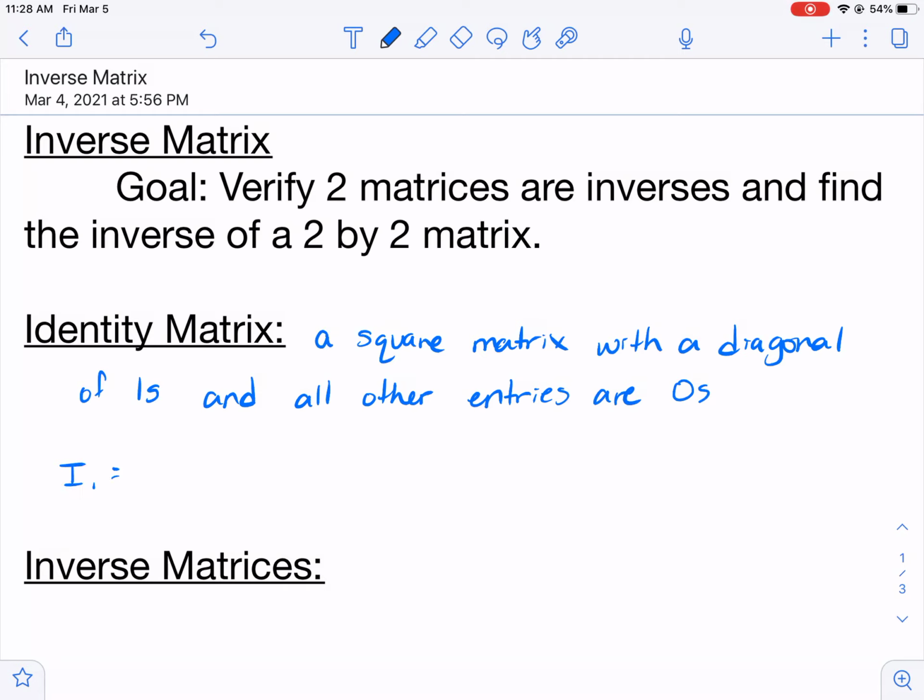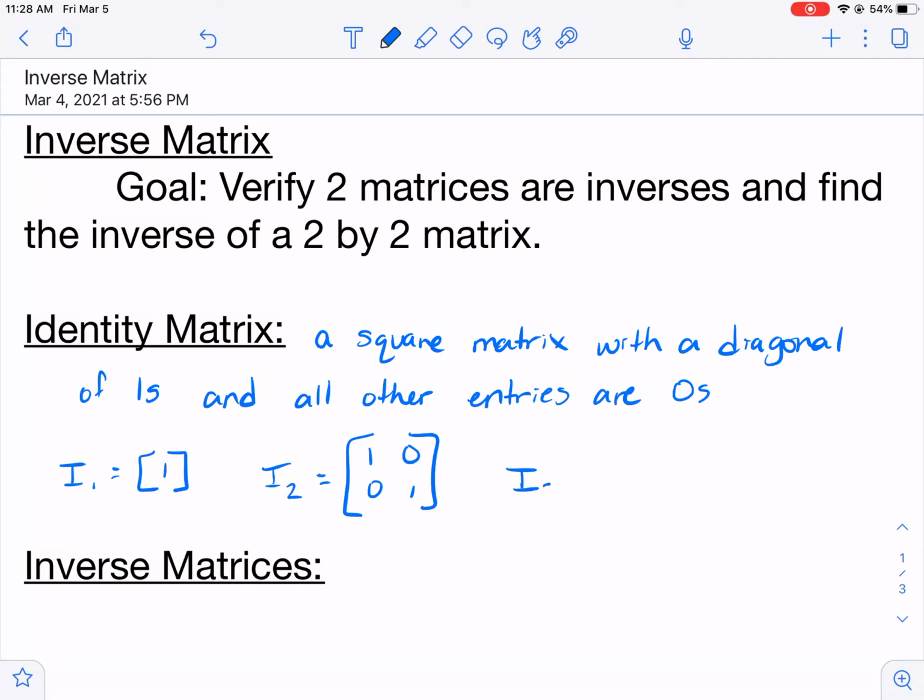Okay, so basically you can have an identity matrix that's a 1 by 1, so I'm going to call it I1. That would just be the matrix 1. That's not anything really special. We have the identity matrix I2. That's a 2 by 2 matrix. It would look like this.